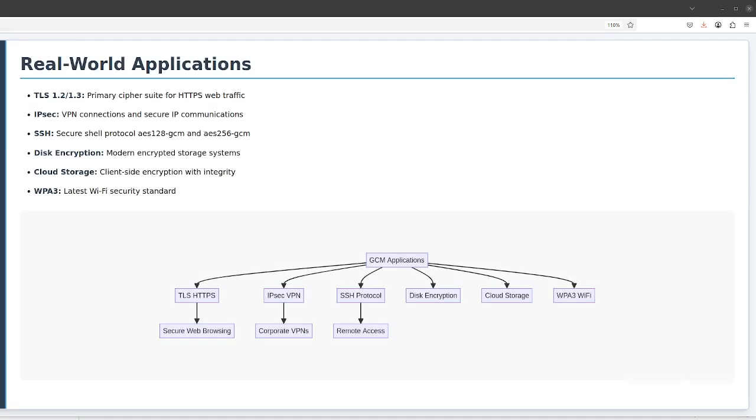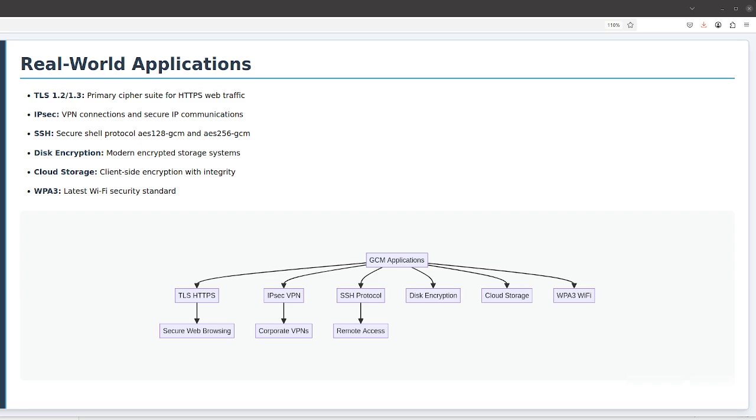Real-world applications of GCM. GCM is used extensively in modern security systems. Let's explore the major applications where you'll find GCM protecting data and communications. The most prominent use is in TLS, the protocol that secures web browsing and most internet communications. TLS 1.2 introduced GCM cipher suites like TLS_ECDHE_RSA_WITH_AES_128_GCM_SHA256. TLS 1.3 simplified the cipher suites, and all of them use AEAD modes, with GCM being the primary choice.